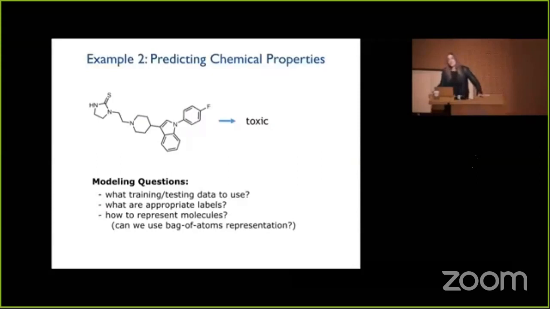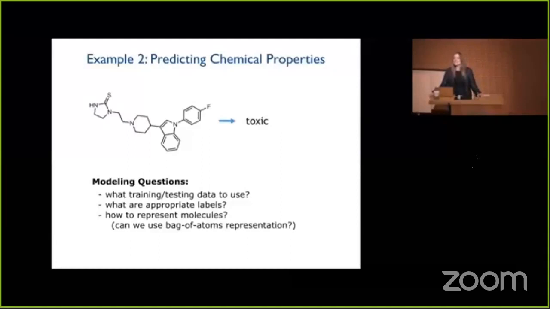The second question that you want to ask yourself, what are the appropriate labels? As I already discovered by talking to many of you, just asking toxic or not toxic is not the right question. You may want to ask in which dosage it is toxic, which organ it is toxic. Those are all great questions. You need to decide exactly which one of them you're going to be modeling. But of course, you need to have training data to answer this question.